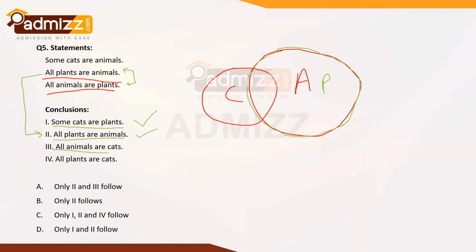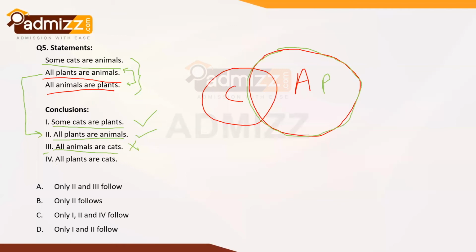Now, all animals are cats. This is not provided anywhere here. And even judging by this Venn diagram, we cannot reasonably imply that all animals are cats, because we are only given that some cats are animals. And from this, we can't directly imply conclusion number 3. So due to this reason, all animals are cats cannot be properly implied from here.